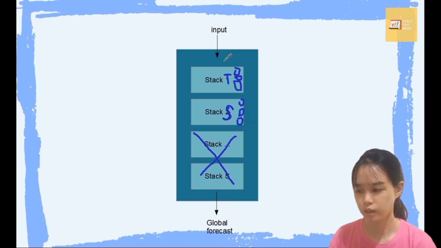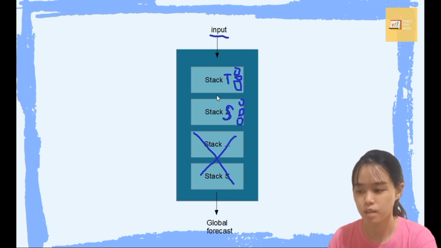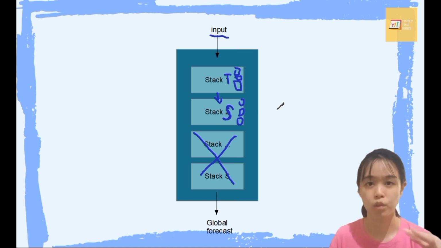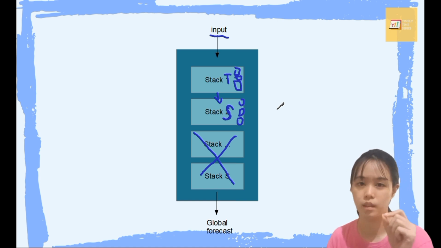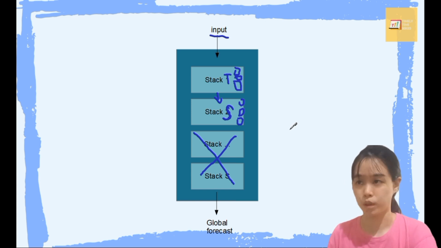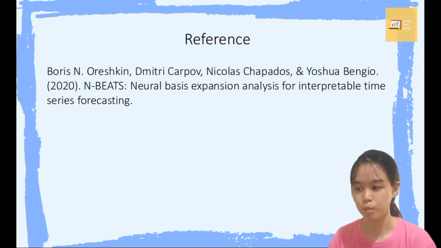So this is the raw input, okay? And then the input goes through the trend stack. And then coming out of the trend stack is the time series with the trend component removed, in other words, the detrended time series. So the time series that goes to the seasonality stack would presumably have only the seasonality component and white noise. So that's the basic idea of NBEATS. If you want to know more about this, you can read this paper. This is the official paper of the NBEATS model.